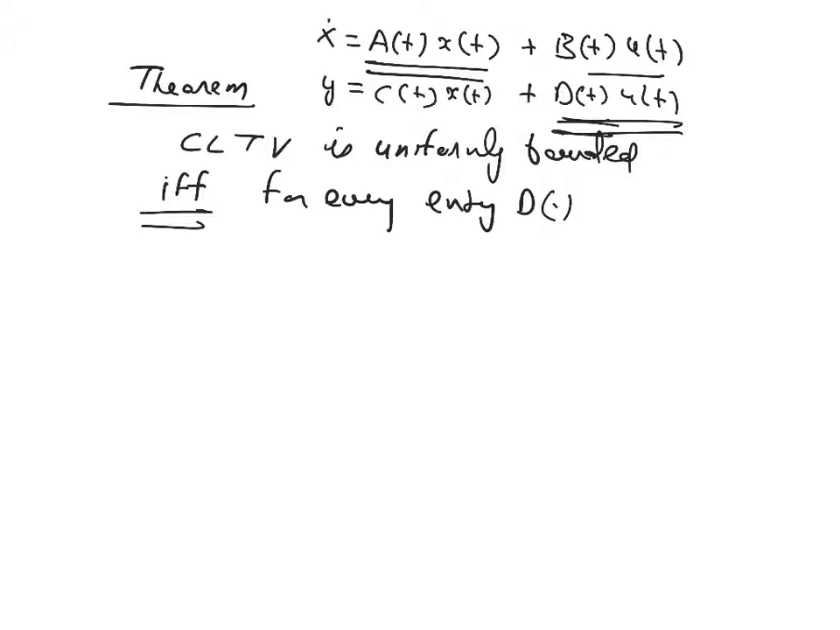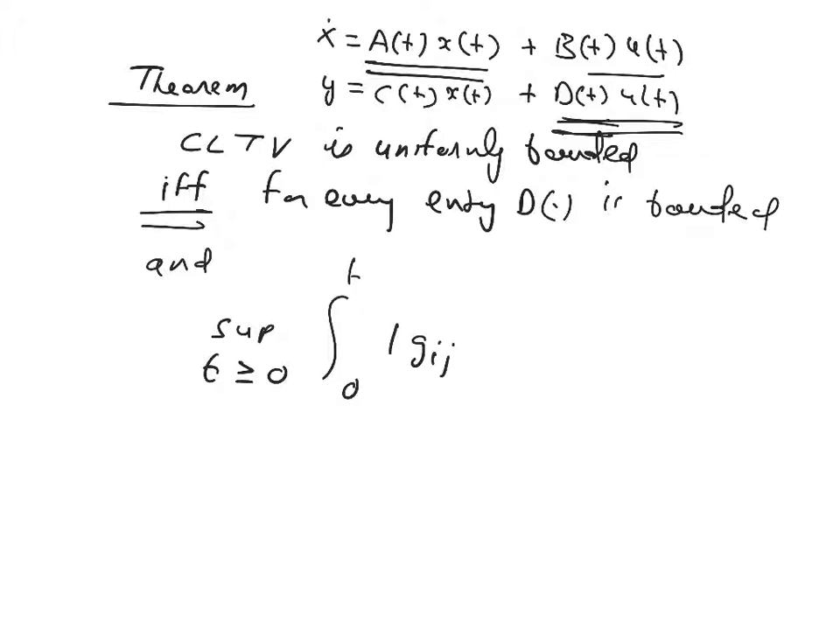Whatever you give, if D is not bounded. So D has to be bounded, like 3, 4, 5, 500, 600, 800, 9, whatever. But D cannot be infinite, and most of the time D is zero. 99.99% of the time D will be zero in actual real systems. Uniformly bounded, D is bounded, and you can say the supremum for t greater than or equal to 0, of the integral from 0 to t of |g_ij(t, tau)| d tau is less than infinity.